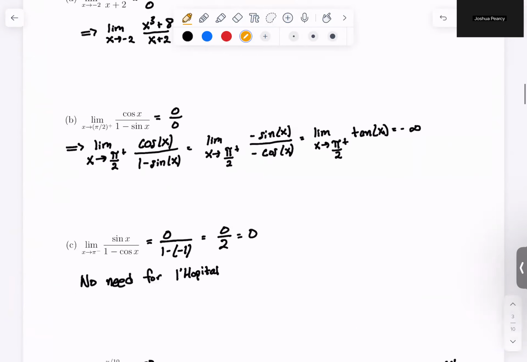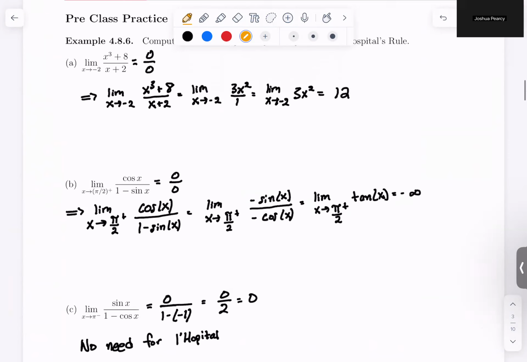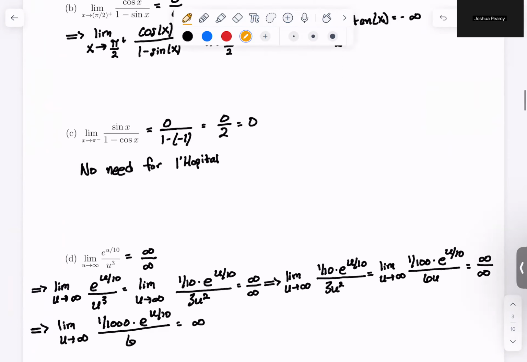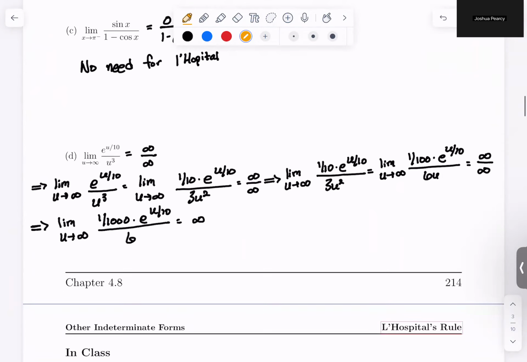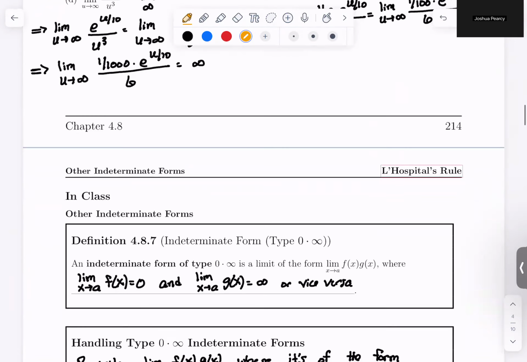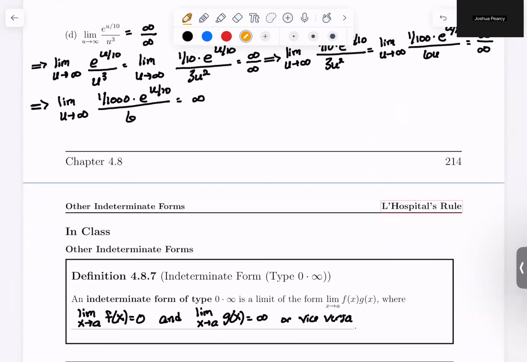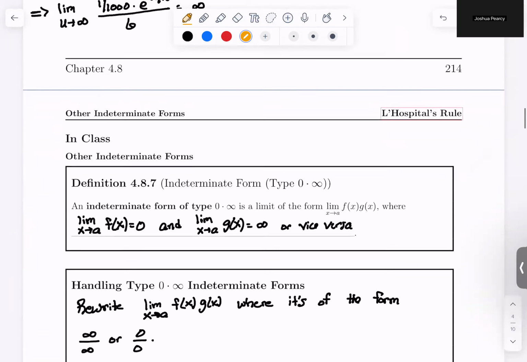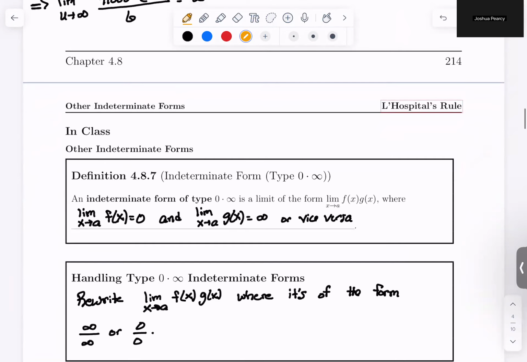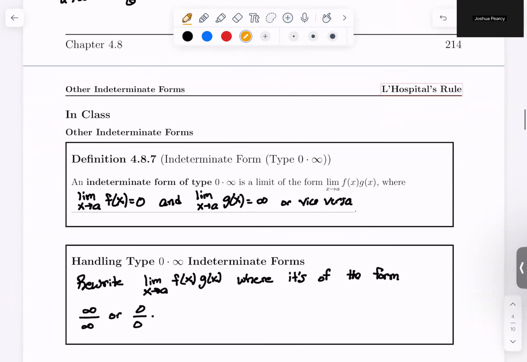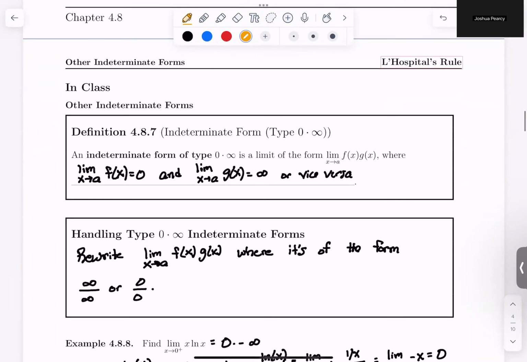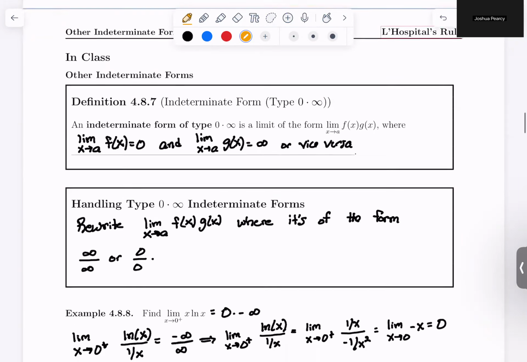So that was when we have an indeterminate form of type 0 over 0 or infinity over infinity. There are some other indeterminate forms that we talk about. The first one is type 0 times infinity. This is where we have a limit of the form, the limit as x goes to a of f of x times g of x, where the limit as x goes to a of f of x is 0, and the limit as x goes to a of g of x is infinity, or vice versa. We could say the limit of f of x is infinity, and the limit of g of x is 0.